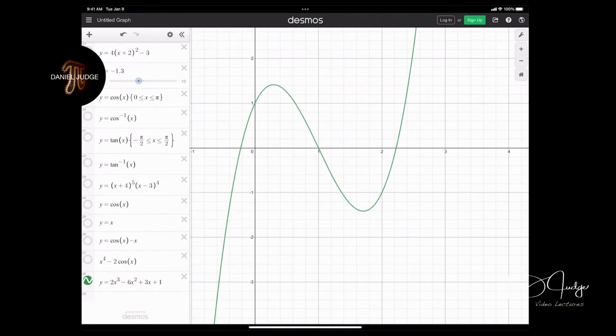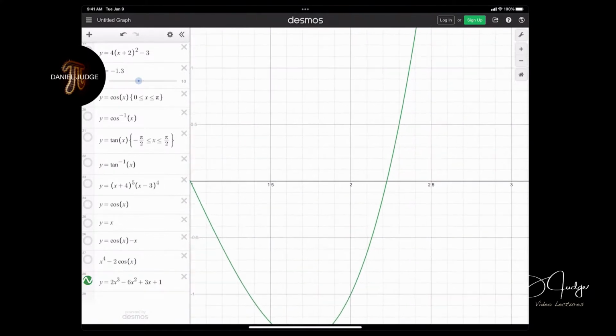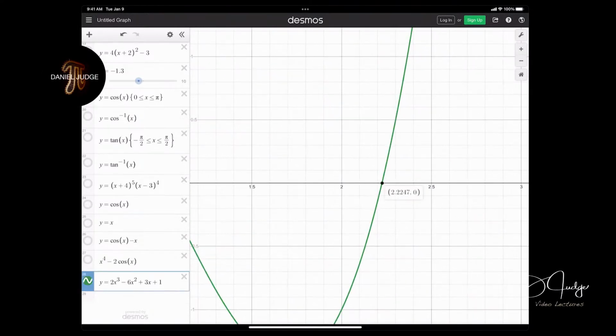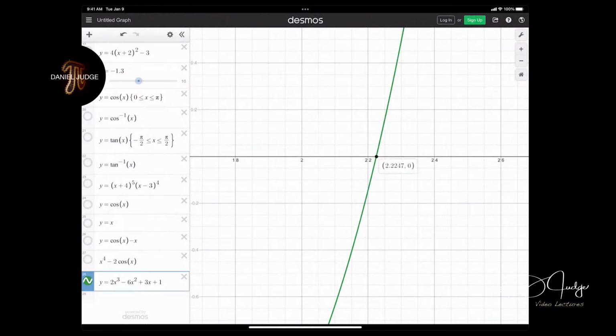Okay. Here's my point, ladies and gentlemen. We were looking for this solution here. This root here for that polynomial. Got to find that value there. So Desmos is not as accurate in their answer. They only went out to about 4 decimal places. This is 2.2247 in Desmos.